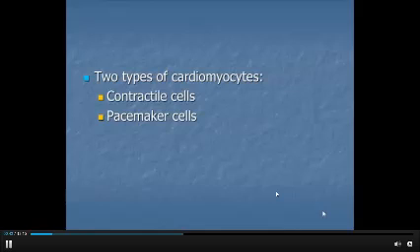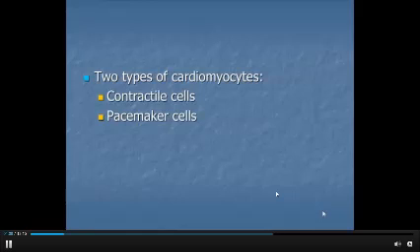There are two different types of heart muscle cells, or cardiomyocytes. There are cells that contract predominantly, and they're called contractile cells. They have other names as well. And then there are cells called pacemakers. They're also myocytes, but their job is predominantly to generate an excitation and spread it around the heart.